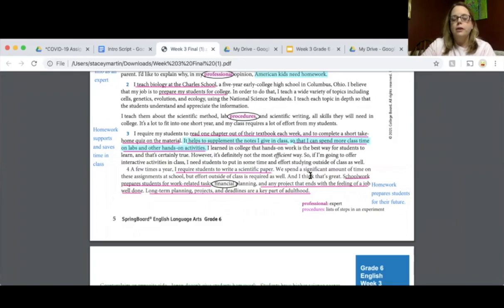And for this one, I'm going to pause again for a minute, and I paraphrase this one. Homework prepares students for the future, okay?